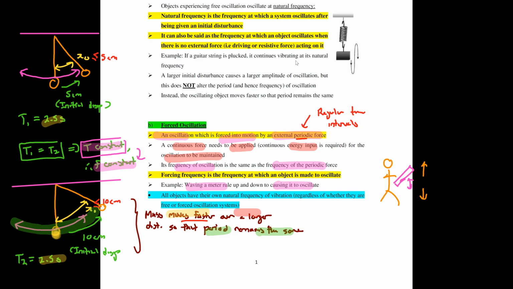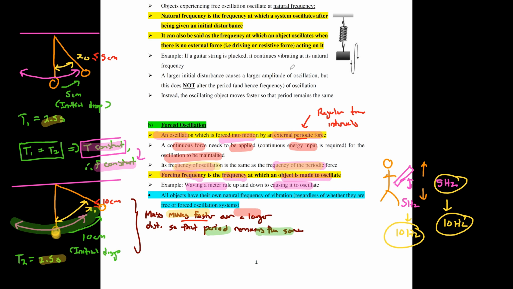If you move your hand up and down at a certain frequency, say 5 hertz, 5 cycles per second, your ruler will also oscillate at the same frequency, 5 hertz. If you change the frequency and move your hand even faster, to say maybe 10 hertz, your ruler is also going to oscillate with that same frequency, at 10 hertz. So that's why the frequency of oscillation for a forced oscillation system will always be the same as the frequency of your periodic force. Here you define forcing frequency as the frequency at which an object is made to oscillate.